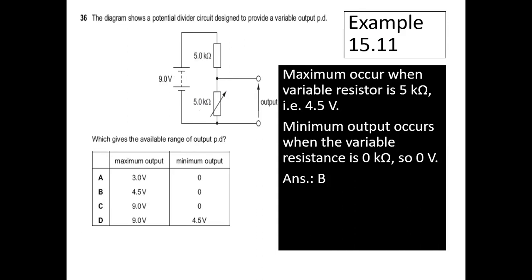Say the minimum one I don't understand, sir. Minimum is 0. 0 ohm. Where do you get the 0? This variable resistor can go from 0 to 5 kilo ohm. That's what I mean. Then the upper one? The upper one is fixed, 5 kilo ohm. Cannot change. The one with the variable means it can go from 0 to 5 kilo ohm. Oh, okay.